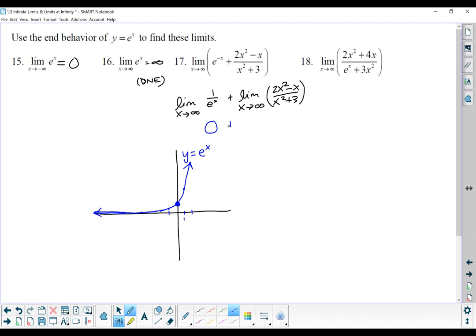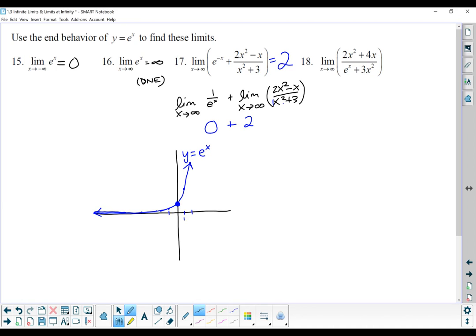The second limit is a rational function like we've been working with before. So I compare those leading terms. They both are power 2. So I look at the ratio of their leading coefficients. That's a 2 over 1. So this limit is 2. So I can say the limit of this function up here as it goes to infinity is going to be 0 plus 2, which is 2.